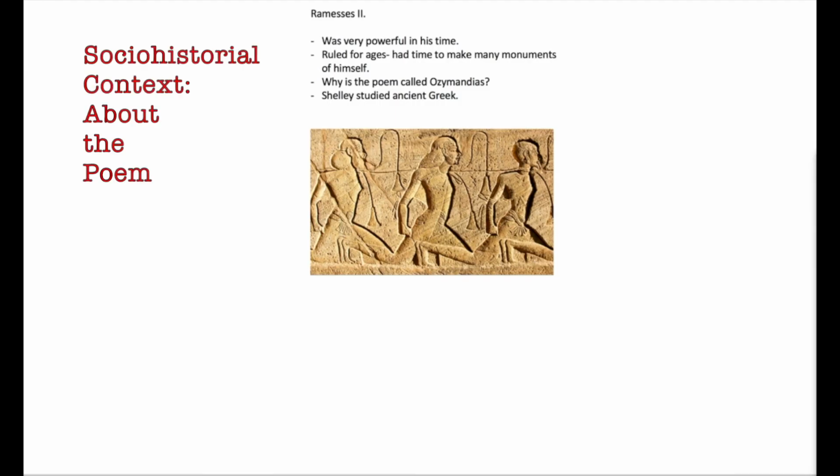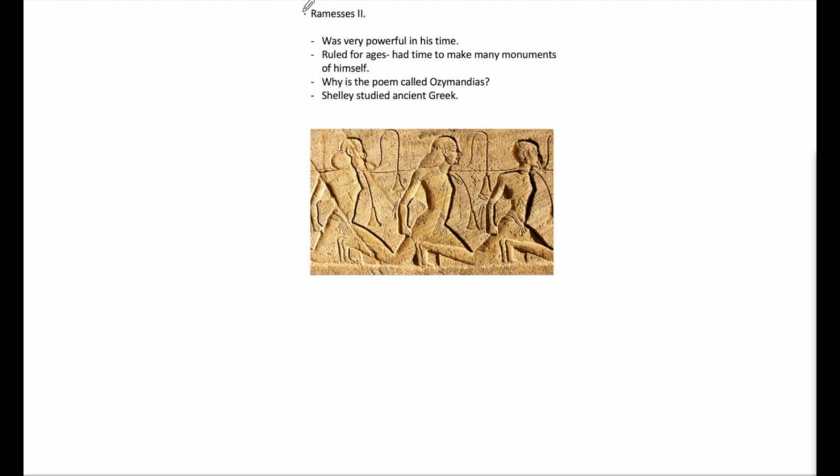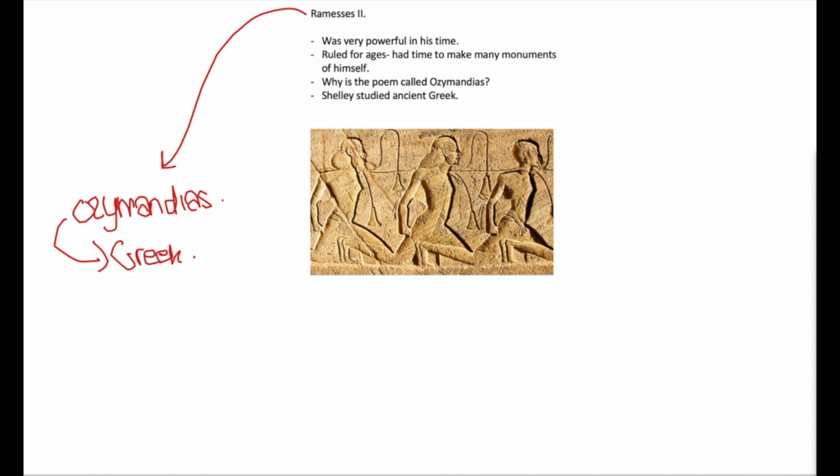We're going to look at some basic socio-historic context. So first thing to note, which you might or might not know, is that Ozymandias was also known as Ramses II. His name was Ozymandias, and that was Greek. That's his Greek name. And Ramses II was his Egyptian name. Now, he was an Egyptian pharaoh or emperor, and he did rule ancient Egypt.